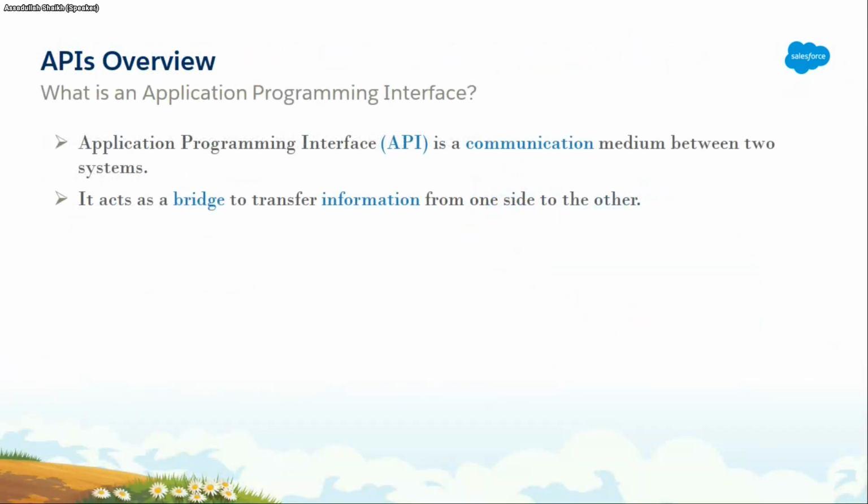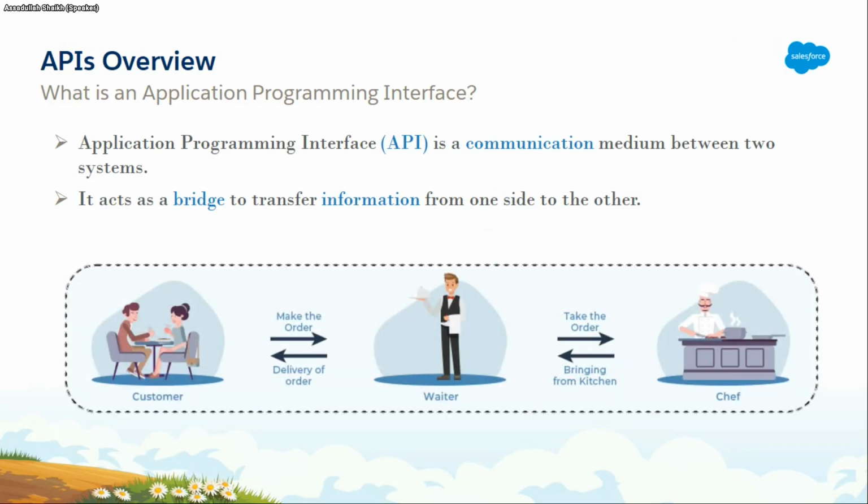So starting with APIs, API stands for Application Programming Interface. In very simple terms, an API is basically a communication medium between two systems, and the systems can literally be anything. Think of it as a bridge which transfers information from one side to another. There is a very popular analogy to understand the API that you have probably heard about. That is the waiter analogy.